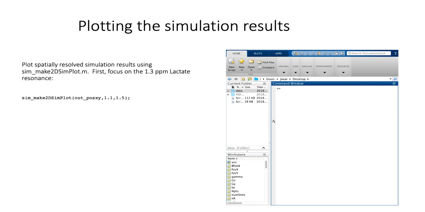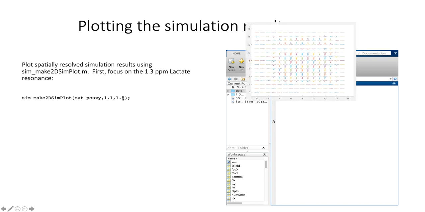So for the spatially resolved output, I can use a function called make2D simplot, and in this function I just pass in the spatially resolved output and the frequency range that I want to plot on. So in this case, I want to look at the 1.3 ppm lactate resonance. So I'm just going to plot from 1.1 to 1.5 ppm. And when I run that command, I'm going to see a spatially resolved plot of the lactate as a function of position. And you can see the selected region of interest is sort of around this box area.